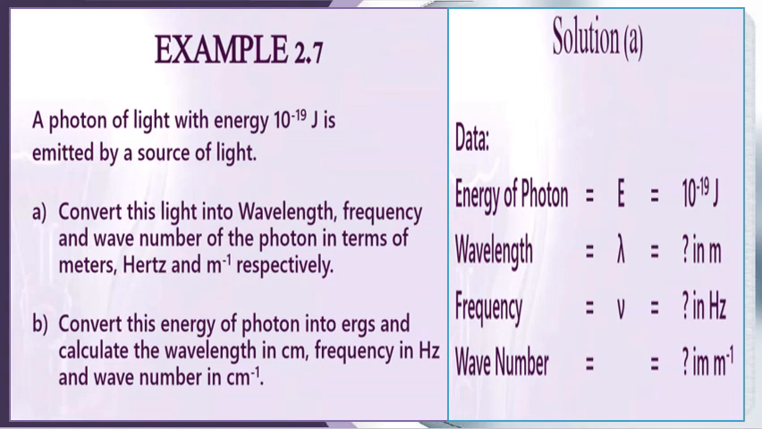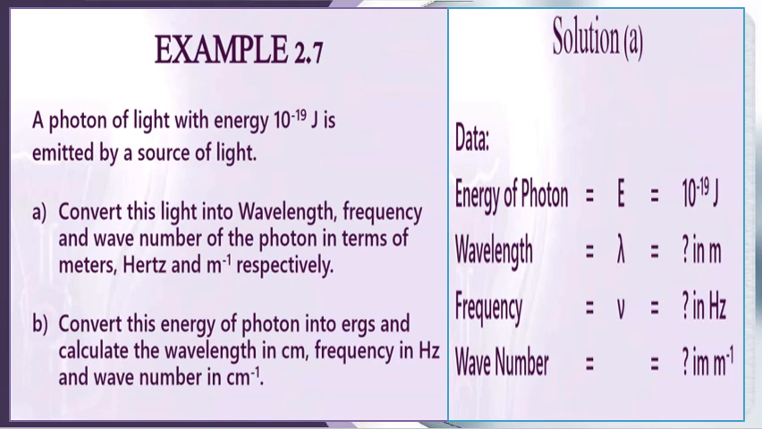A photon of light with energy 10 to the minus 19 joules is emitted by a source of light. In part A, convert this light into wavelength, frequency and wave number of the photon in terms of meters, hertz and per meter respectively. For this, the data is mentioned over there as a solution.